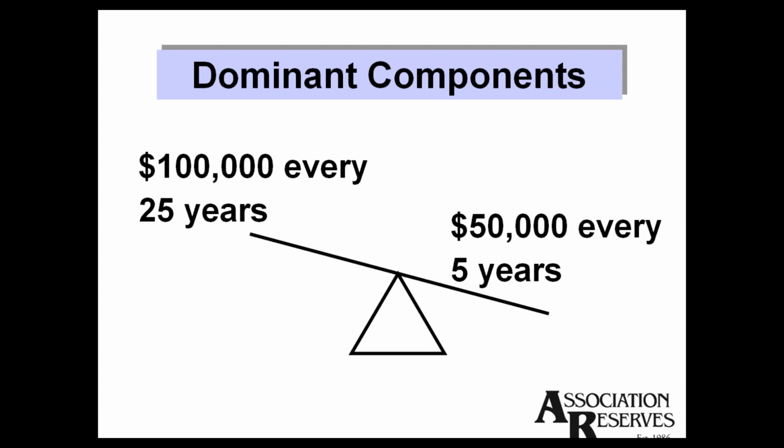Let's compare that to a $50,000 repaint project that happens every 5 years. That's deteriorating at the rate of $10,000 a year. That's a lot more significant than the $4,000 a year of the roofing project on the left. So significance is rated by cost per year, and you might find that some projects that happen more frequently are more significant than more expensive projects that happen rarely.